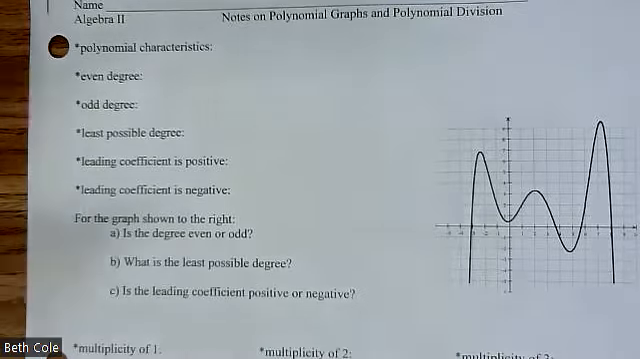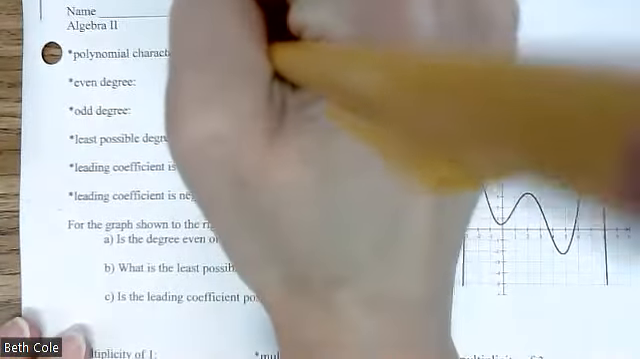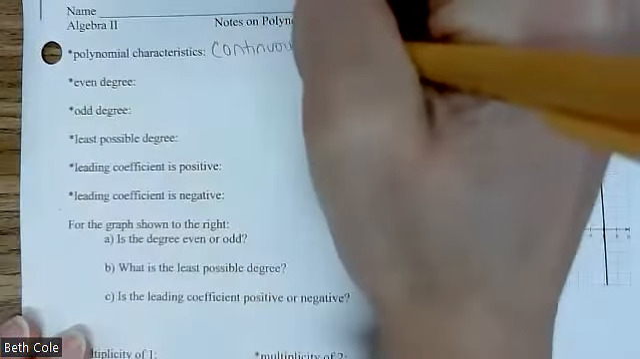All right, so some characteristics. We got to get through the vocabulary here. Characteristics of polynomials. They are continuous, smooth curves.